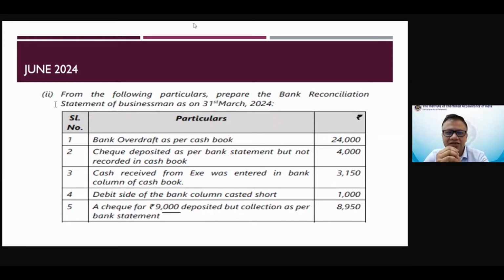So this is just a plain 5 marks question, similar to the question I gave in the illustration I was discussing: bank overdraft as per cash book is 24,000. Then cheque deposited as per bank statement, which is not recorded in cash book. So cheque deposited as per bank means bank knows it, but cash book doesn't know it. I have ticked it with a blue arrow for which bank knows it, but cash book doesn't know it. Then the yellow is the cash which is received from XZ was entered in the bank column of the cash book.